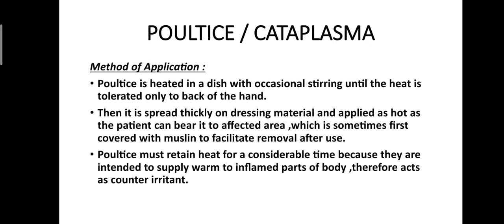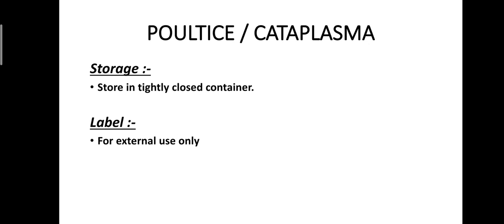Method of application: the poultice is heated in a dish with occasional stirring until the heat is tolerated only by the back of the hand. Then it is spread thickly on dressing material and applied as hot as the patient can bear to the affected area, which is sometimes first covered with muslin to facilitate removal after use. Poultices must retain heat for a considerable time because they are intended to supply warmth to inflamed parts of the body, and therefore act as a counter irritant.